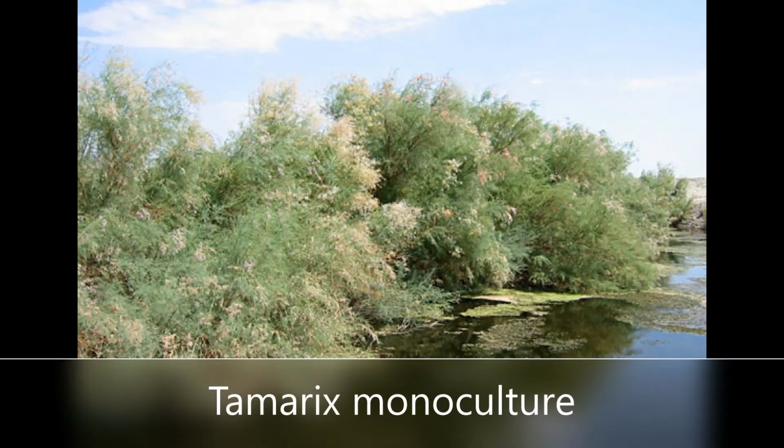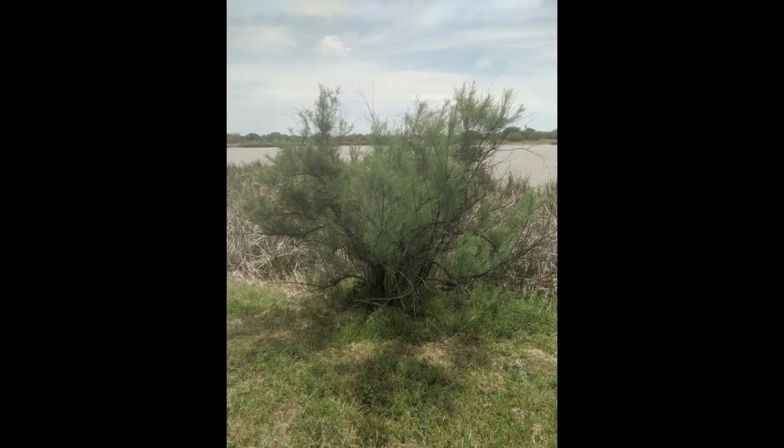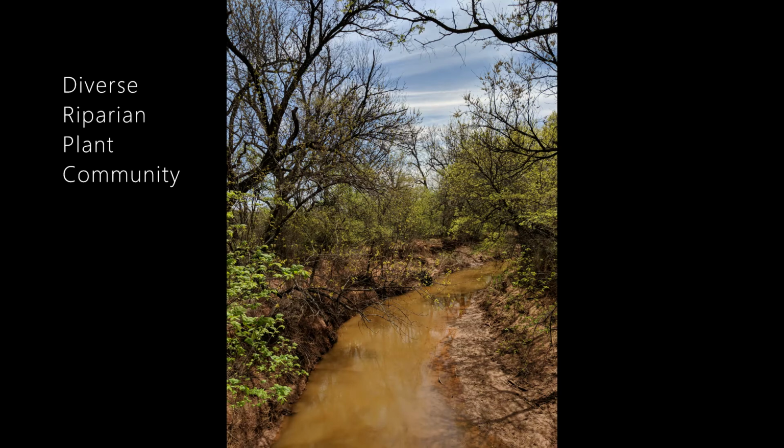And they do this primarily by forming monocultures in riparian areas, or areas near waterways. That's the salt cedar, or the Tamarix's, favorite habitat. And they outcompete all of the other plant communities and therefore disrupt the animals that depend on those native plant communities. Now, it's important to note that these riparian areas are typically in unaltered habitat.